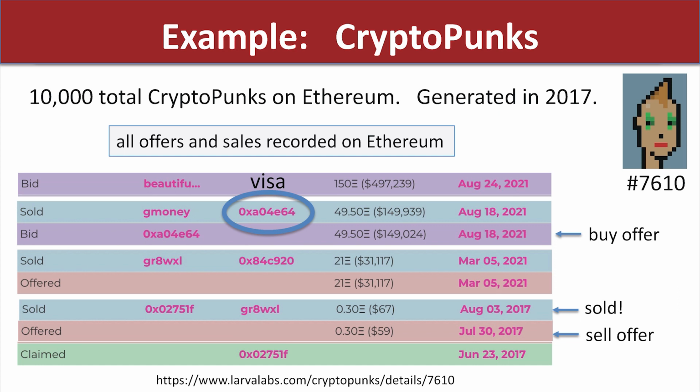Then, let's see, on June 30th, a week later, that person offered to sell it for $60. On August 3rd, a few days later, somebody agreed to buy it, and here it transferred to GR8WXL, and GR8WXL is now the owner of this CryptoPunk. Then, later on, GR8WXL offered to sell it for $3,000, and this person bought it on May 5th, 2021 for $3,000.